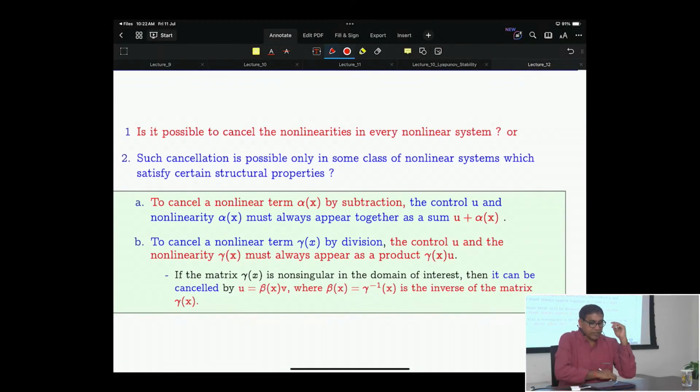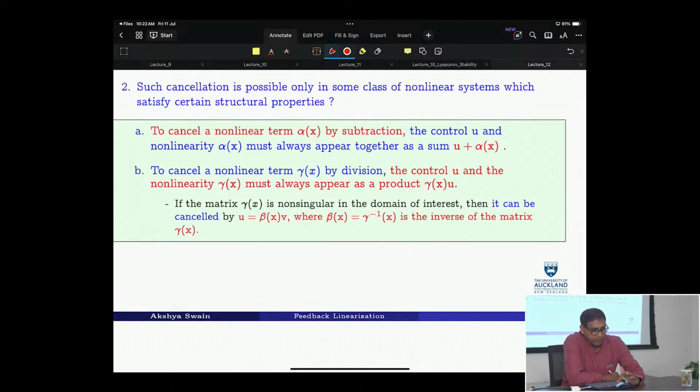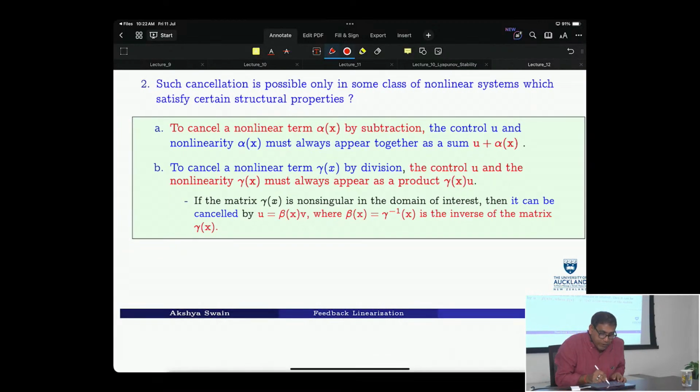Is it possible to cancel the nonlinearities in every nonlinear system? Feedback linearizing controller, is it possible for all systems? Or is such cancellation possible only in some class of nonlinear systems which satisfy certain structural properties? I'm just reading these things here. To cancel a nonlinear term alpha(x) by subtraction, the control u and the nonlinearity alpha(x) must always appear together as u plus alpha(x).